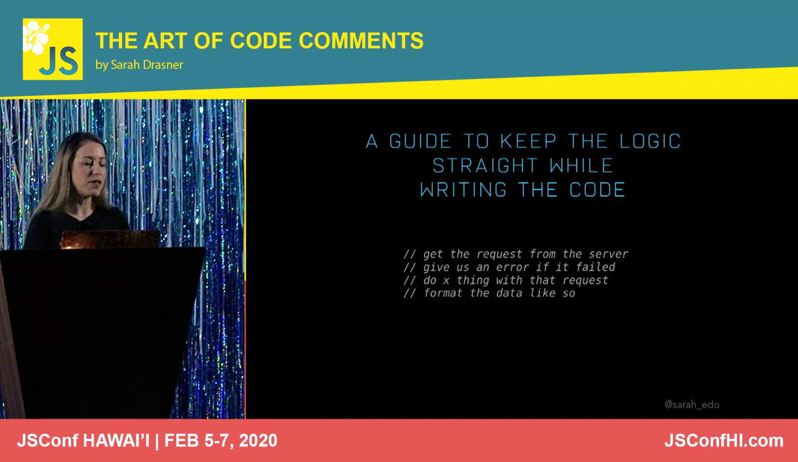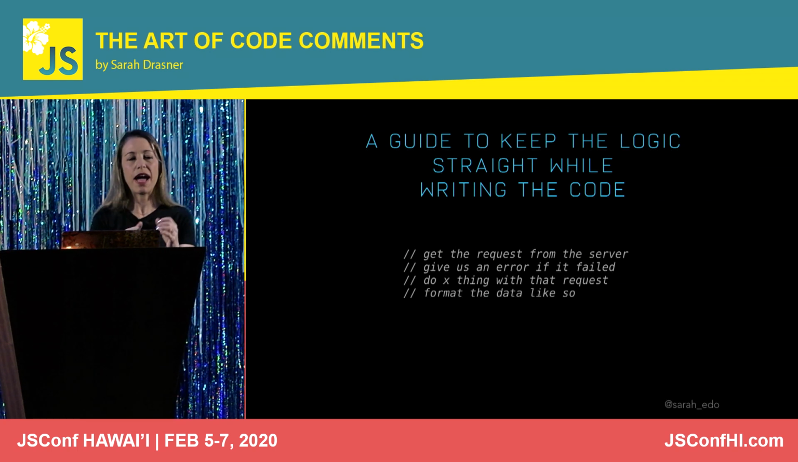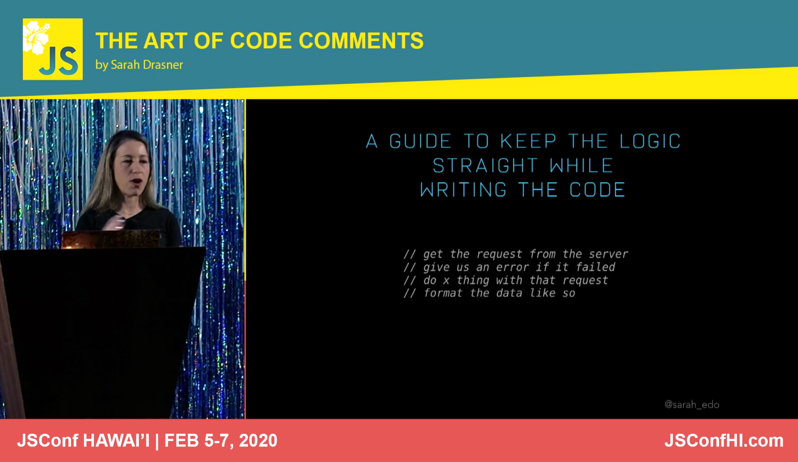A guide to keep the logic straight while writing the code. Sometimes I do this thing where if I have a big project where I'm managing a ton of state from a bunch of different things, I'll write something like this out. Get the request from the server, give us an error if it failed, do X thing with the request, format the data like so, and so on and so forth. Just making a long to-do list of little sections so that I can break down my tasks.